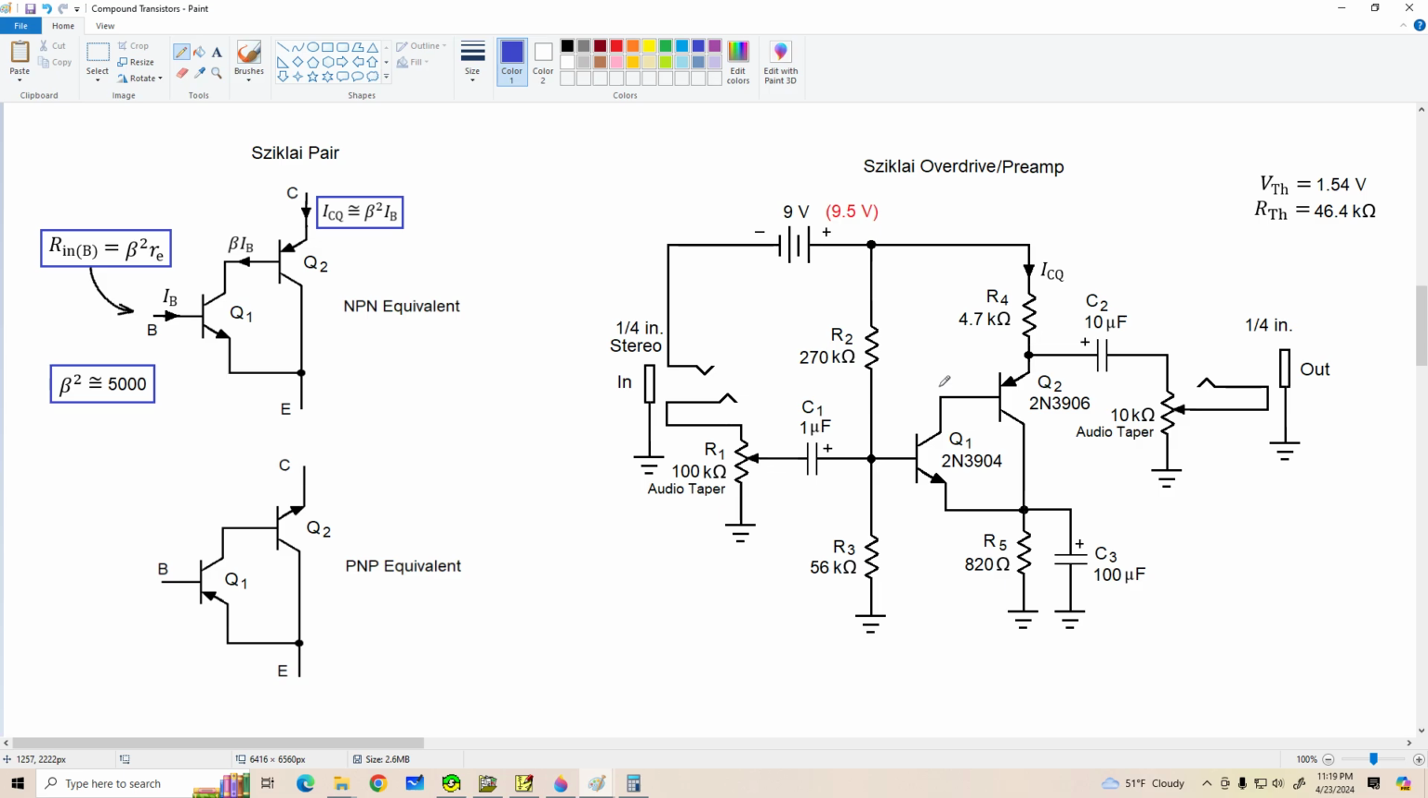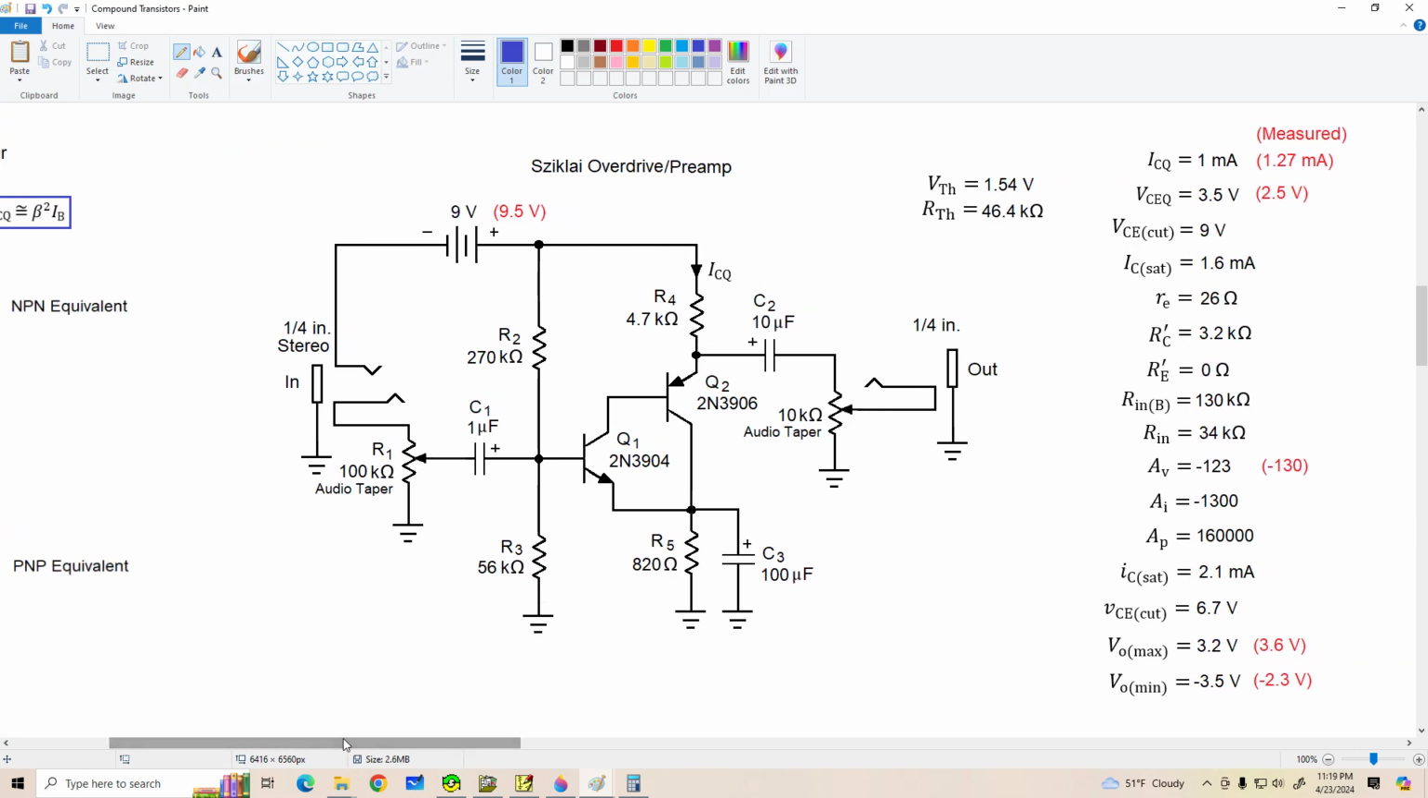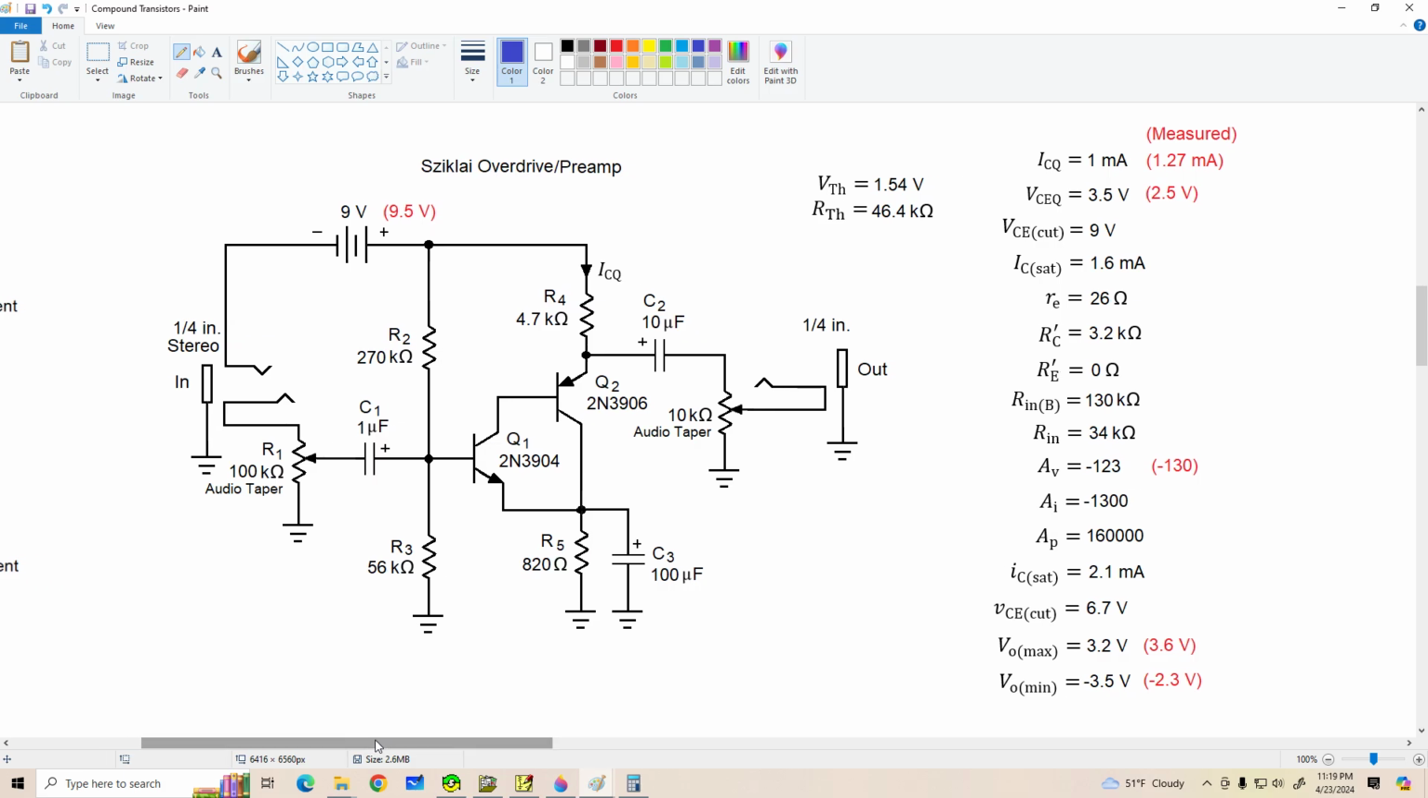When we do the analysis on this circuit, here are the numbers that we come up with. We get about 1 milliamp ICQ, 3.5 volts for VCEQ, and as we go down through the list of values, nothing's too interesting until we hit R into the base. That's 130,000. It's very high. Overall input resistance is R into the base in parallel with RTH, and that's about 34K.